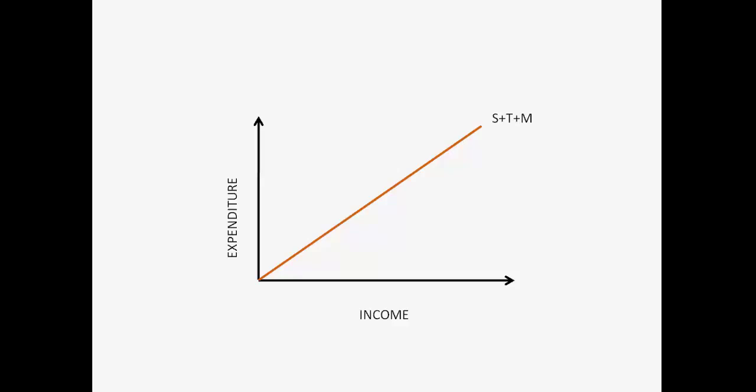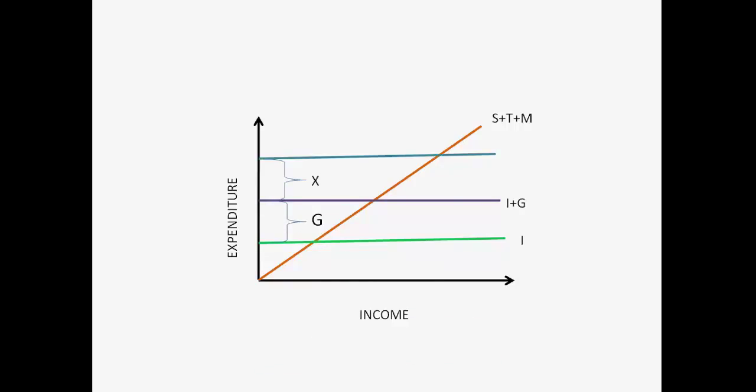In order to get the total expenditure curve, we need to get the summation of investments plus government expenditures plus the exports. So let's start. First we'll get the investment curve, which is constant and is a parallel line to the x-axis. This is the investment curve. When we superimpose the effect of government expenditures, we get a curve which is equal to investment plus government expenditure. On top of it, when we superimpose the effect of exports, we get a curve which is a summation of investment plus government expenditure plus exports.